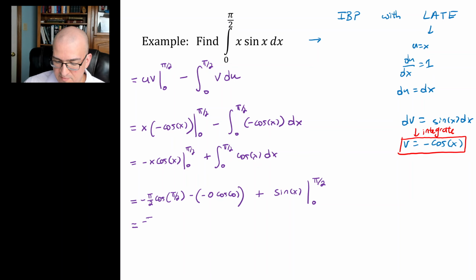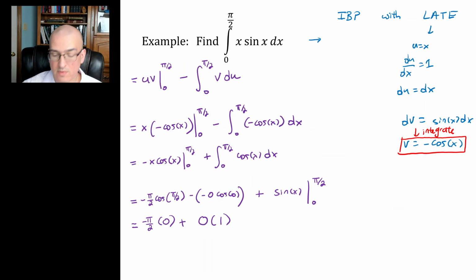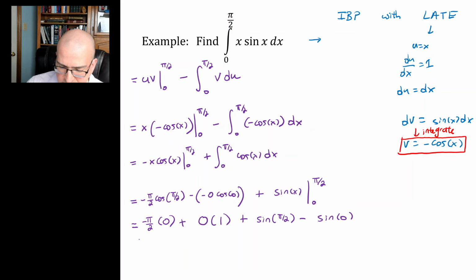So we have negative pi over 2 times the cosine of pi over 2. Cosine of pi over 2 is 0, cosine of 90 degrees, plus 0 times cosine of 0, which is 1, but it's multiplied by 0, so it doesn't really matter. Plus the next part, sine of pi over 2 minus sine of 0. I wasn't expecting such a nice answer. We get 0 plus 0. Sine of pi over 2 is 1. Sine of 0 is 0. We get 1 as our answer.